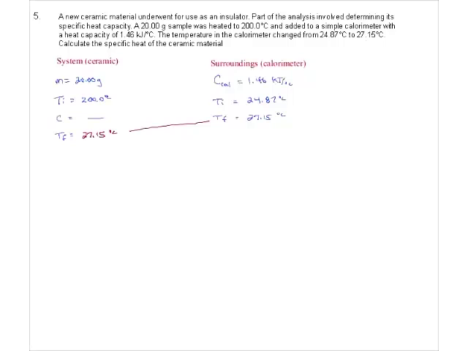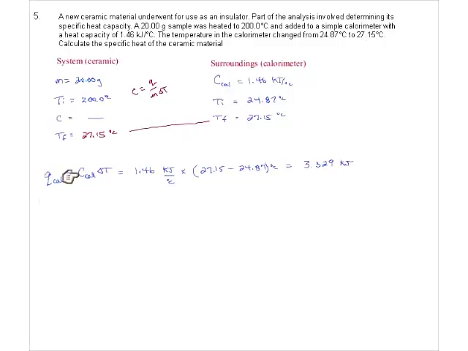So the question would come up, well, how do we calculate the value of C? Well, once again, we know that C is going to be Q over M delta T for the ceramics. We know M. We now know the change in temperature. We just don't know Q. But can we find Q? Absolutely. Because we can find Q of the calorimeter.